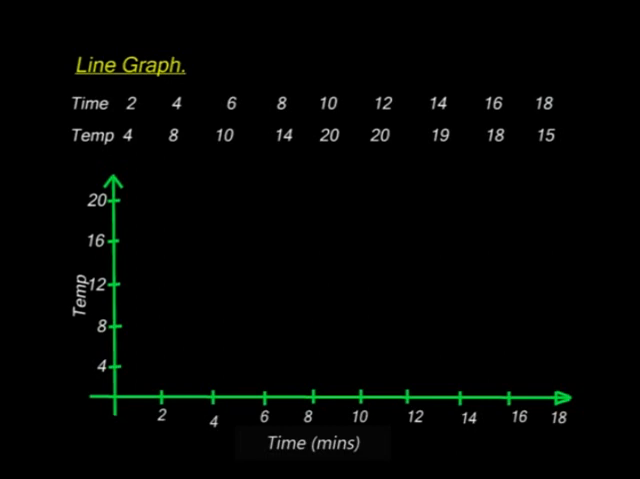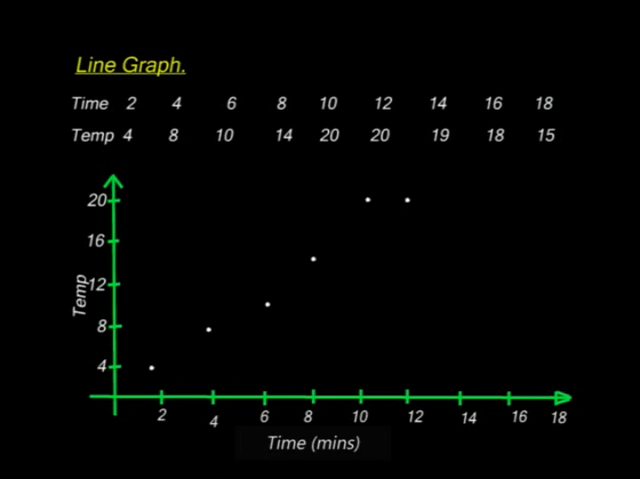So from the table, after 2 minutes, the temperature is 4 degrees Celsius. I mark that. 4 minutes is 8 degrees Celsius. I have that. 6 minutes is 10. 8 minutes, I have 14. 10 minutes, I have 20. Same for 12, temperature remained constant.